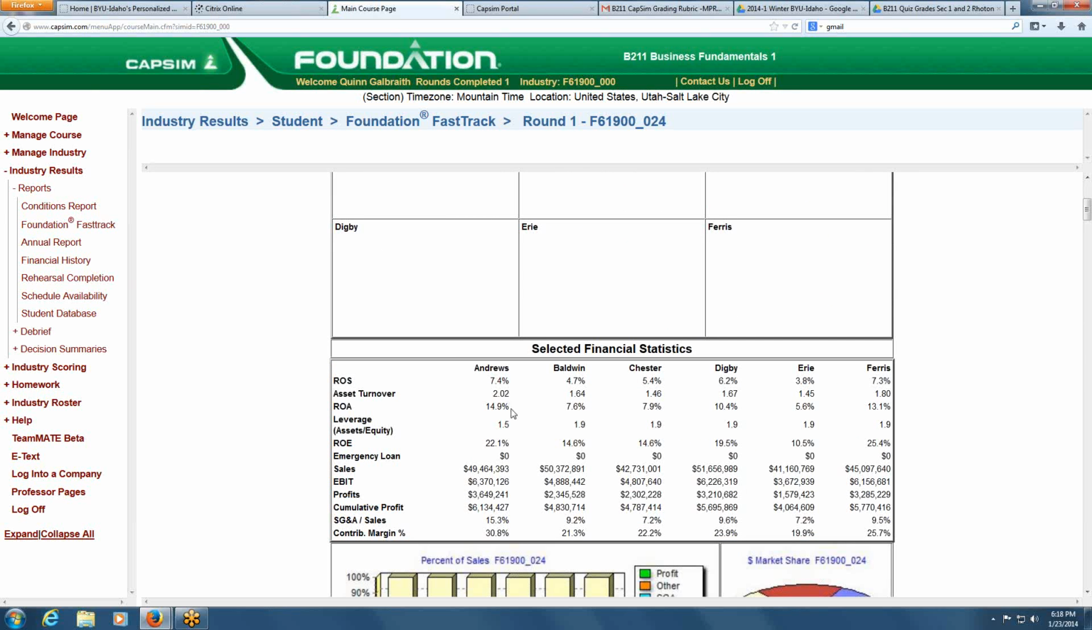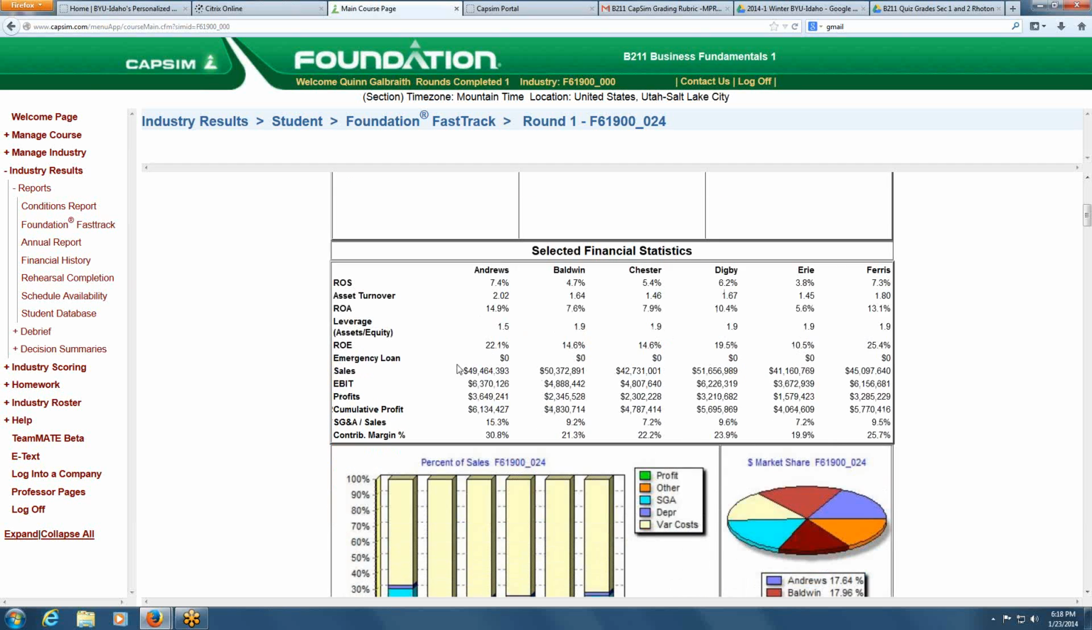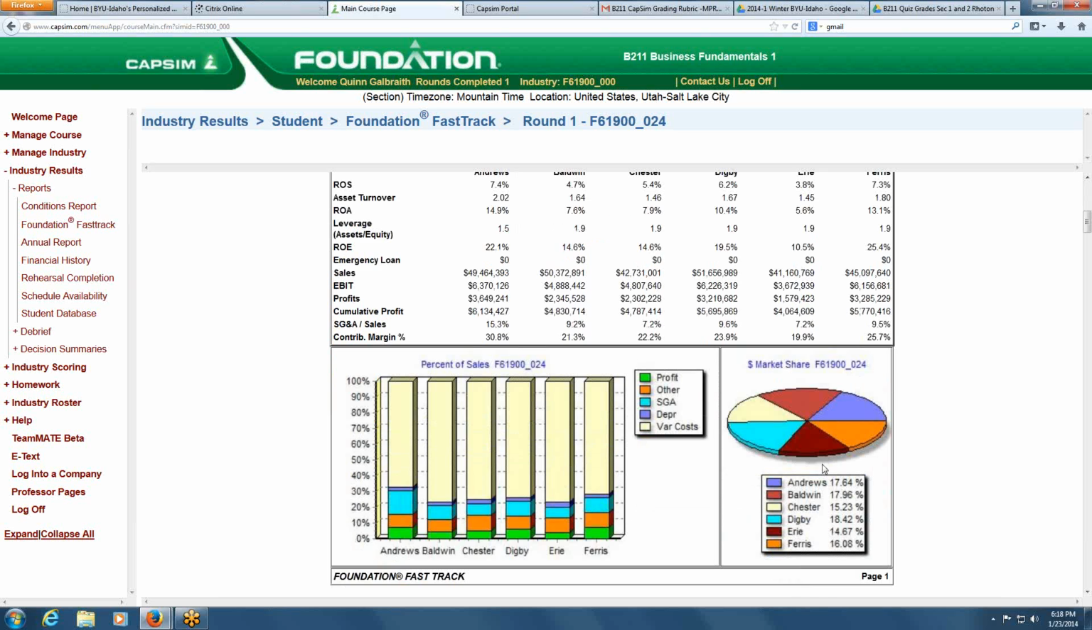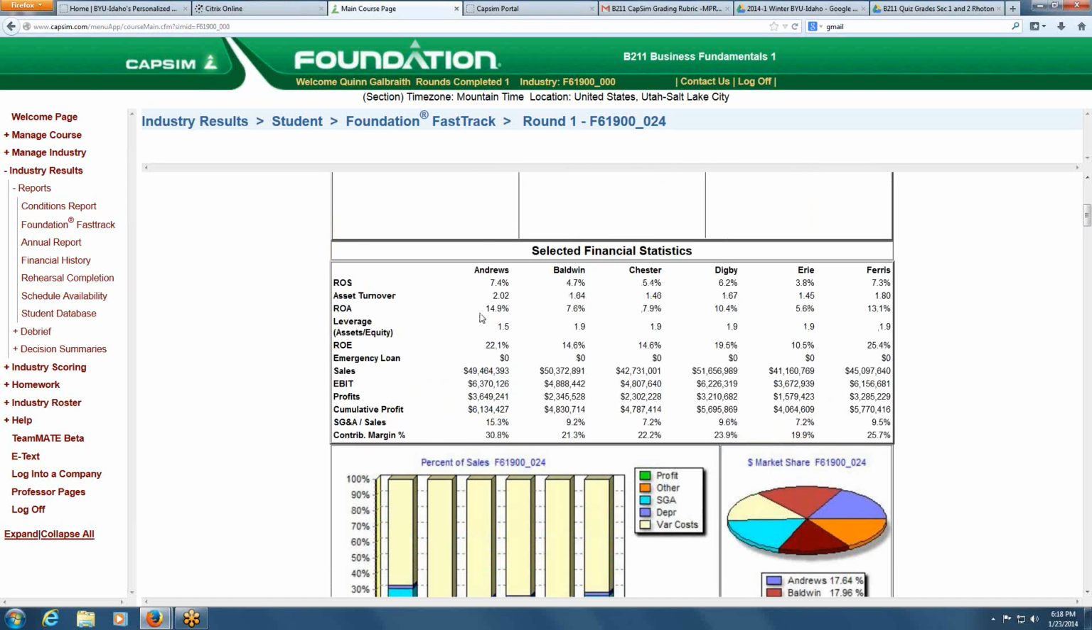Well, these things would tell you how good you did the last round, but they won't necessarily tell you how to help yourself in the next rounds. They kind of just say, if I did everything the same as I did last round, I sold 17.64% this round. That means next round I could probably sell 17.64% of the market again. That's about what it will tell you.